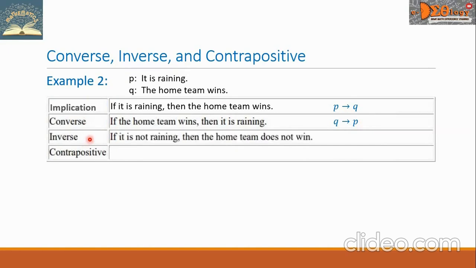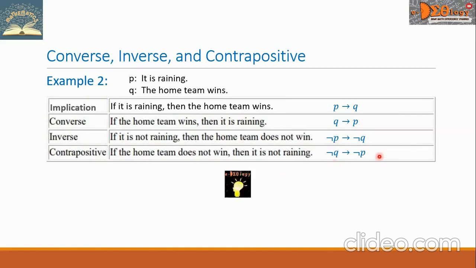For the inverse, we write if it is not raining, then the home team does not win. In symbol, we write not P implies not Q. And the contrapositive, if the home team does not win, then it is not raining. In symbol, we write not Q implies not P. This is the final answer.